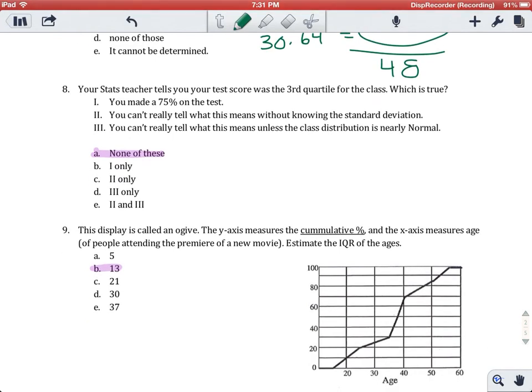Number 8, none of those are true. Certainly Roman number 1 should absolutely not be true. It didn't make a 75% on the test. I can tell exactly what this means. Without knowing the standard deviation, it doesn't matter. I could tell that 25% of the class scored better than I did, or you could say 75% of the class scored worse than I did. It doesn't matter if you know the standard deviation or if you know what kind of distribution you have.